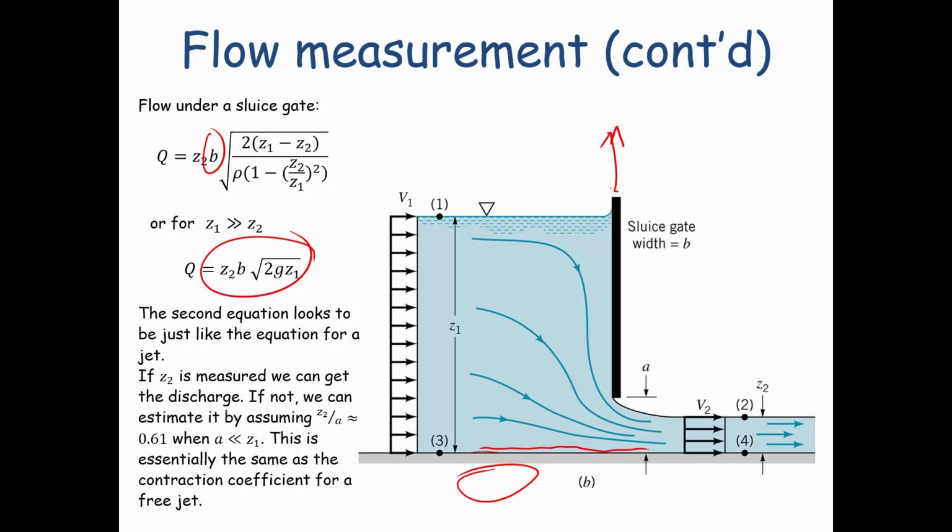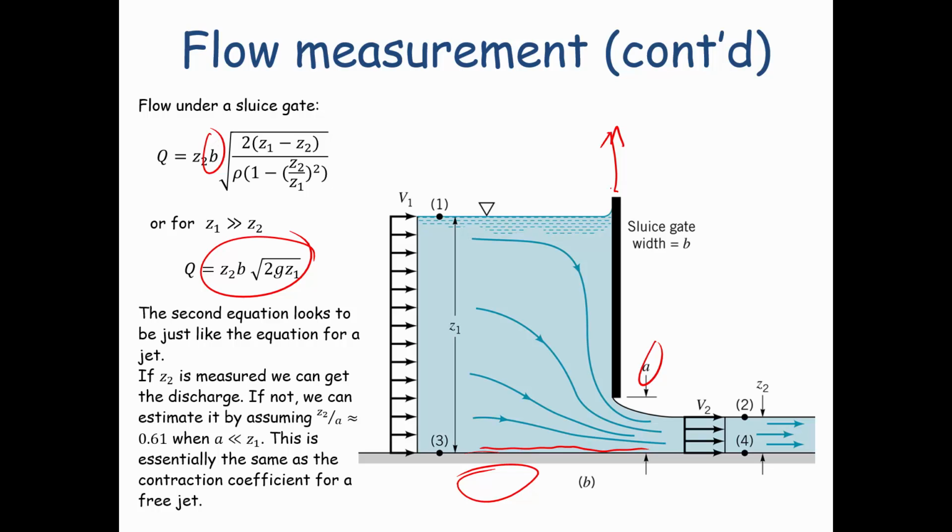Generally, if we know the value of Z2, we can make this calculation. We don't always measure Z2 if we just know the opening of the gate itself, that is, the opening here is equal to A. We can make the assumption that the contraction coefficient is equal to 0.61. Remember, the contraction coefficient for a sharp-edged opening was equal to 0.61. So we're making the same assumption here. And we can use that in the case where we actually don't have a measurement of the depth downstream.